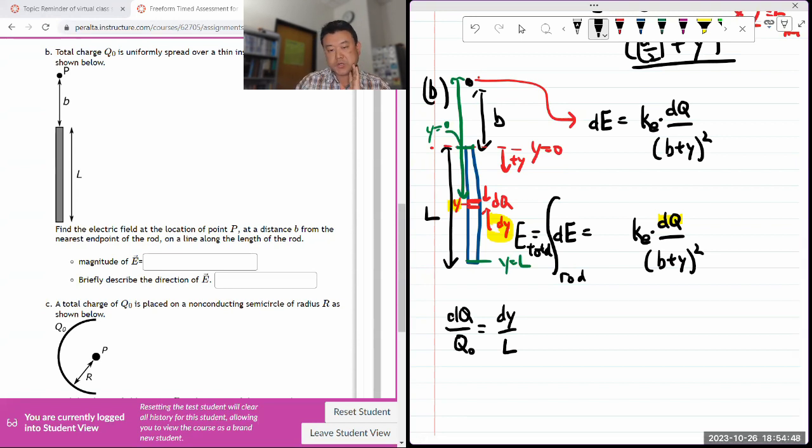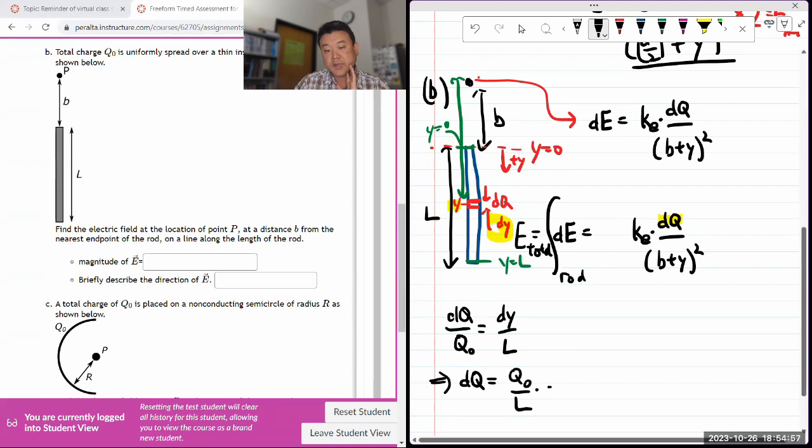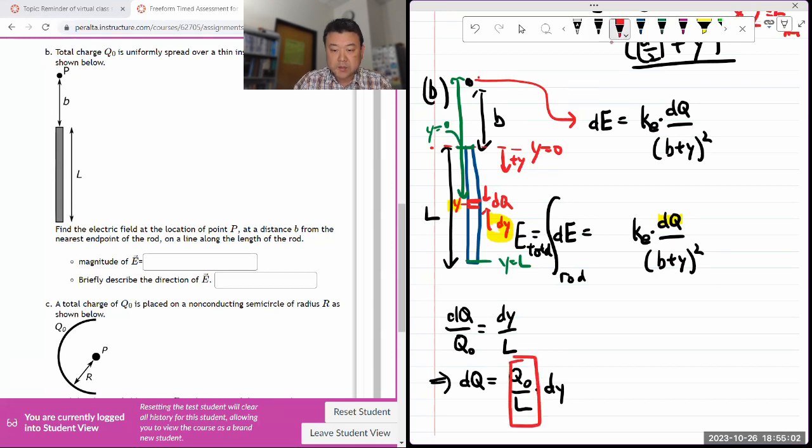Once you have that expression, then you can rewrite it as the infinitesimal amount of charge dq equal to Q naught over L times dy. You can also think of this as the linear charge density, lambda. So linear charge density times the length would give you the infinitesimal amount of charge. So let me replace that portion of the expression with that. dq is going to become Q naught over L times dy.